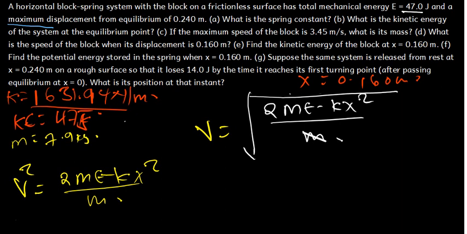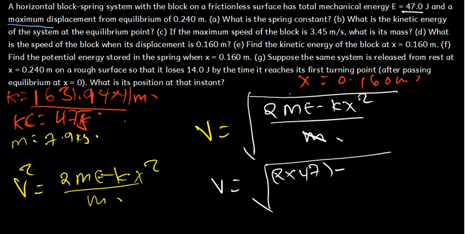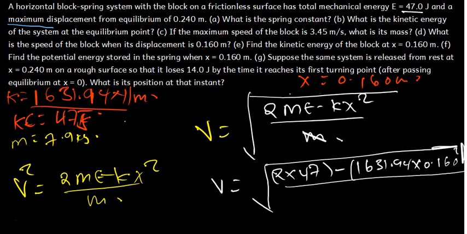So we plug in the values. V is going to be equal to 2 times 47, I put them in brackets, minus the K we found, which is 1631.94, times the X value. We have been told that the X is 0.160, and we square it. Everything divided by the mass, which is basically 7.9.